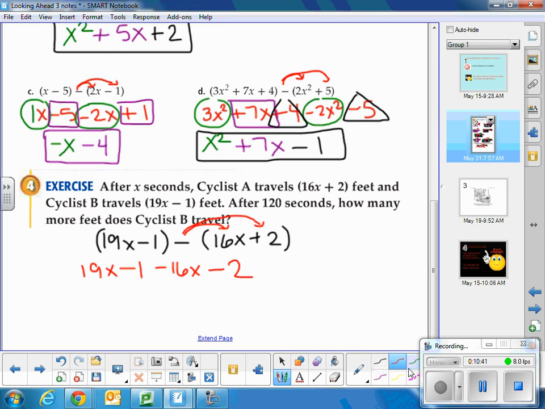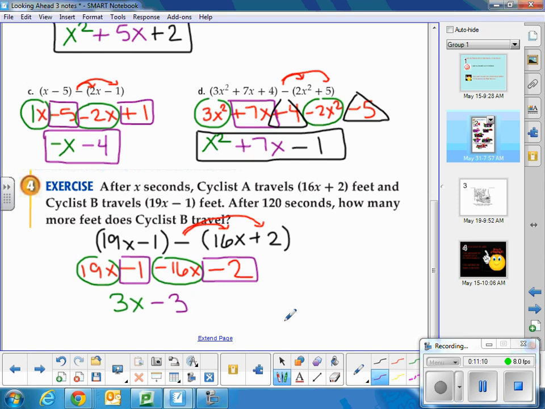Now we can simplify this by combining like terms. The 19x and the negative 16x, when you add those together, you get 3x. And then the negative 1 and negative 2, when you add those together, you get negative 3. So the difference between the two is 3x minus 3.